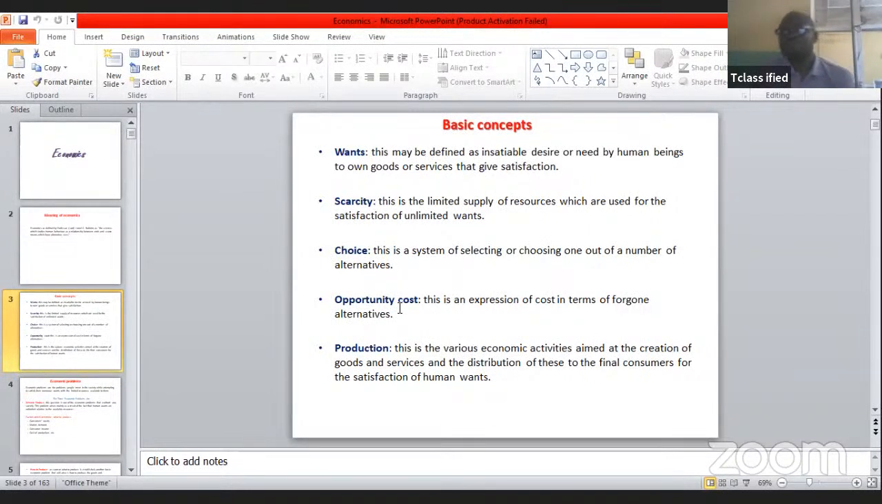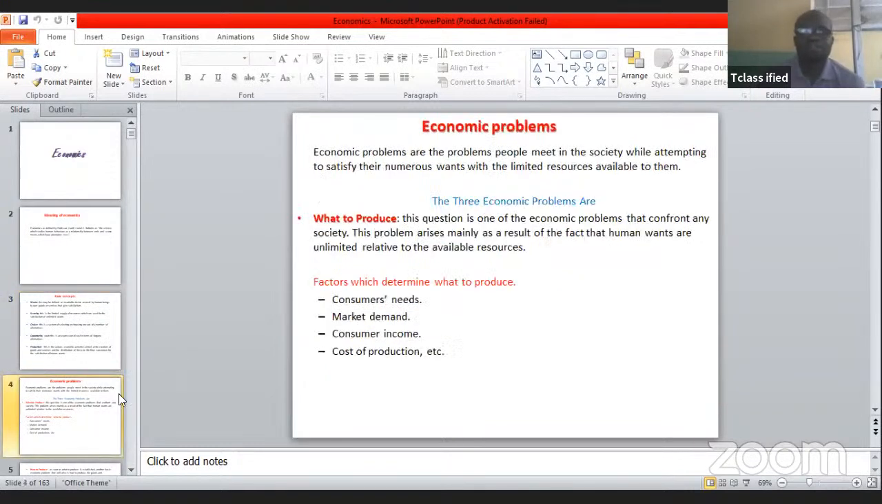Then we'll talk about opportunity cost, which is the expression of cost in terms of forgone alternative. Those things that you left in order to do the ones that your money can afford are known as the opportunity cost. And finally, production is aimed at creating goods and services and also distributing them to the final consumer. Okay, so these are the basic concepts in economics. You need to know them before you move forward.